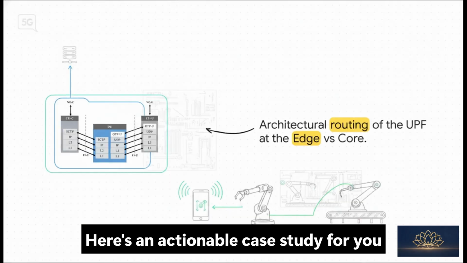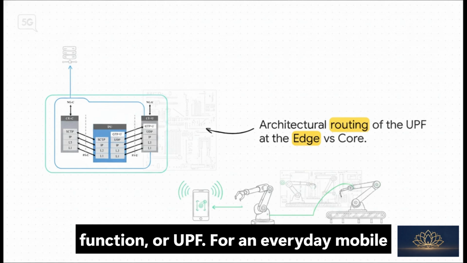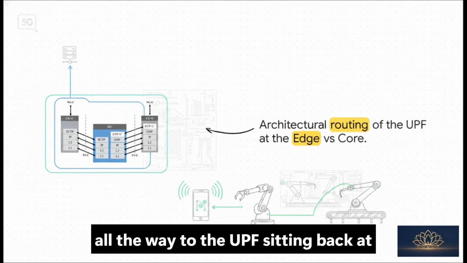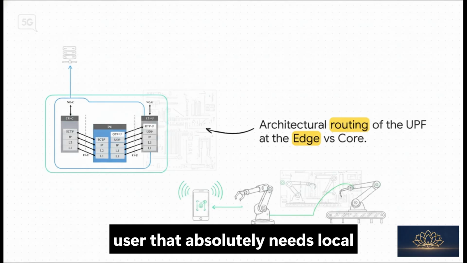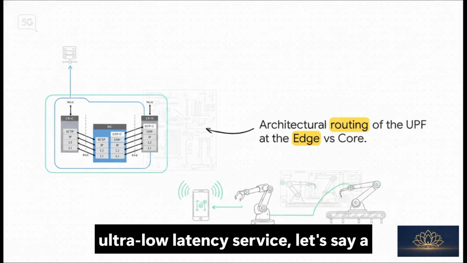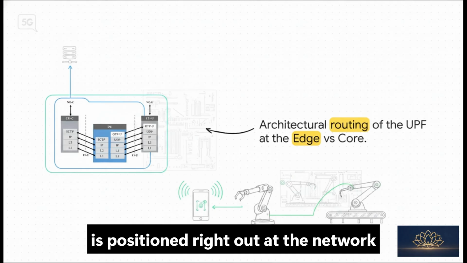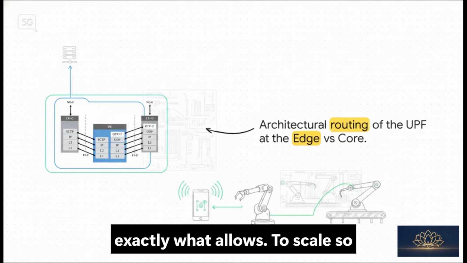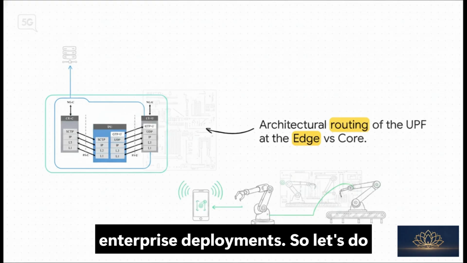Here's an actionable case study for you regarding how we route the user plane function, or UPF. For an everyday mobile broadband user, their traffic gets routed all the way to the UPF sitting back at the central core site. However, for a user that absolutely needs local, ultra-low latency service, let's say a robotic arm on an assembly line, the UPF is positioned right out at the network edge. This clever separation of the control plane and the user plane is exactly what allows 5G to scale so efficiently and securely for massive enterprise deployments.